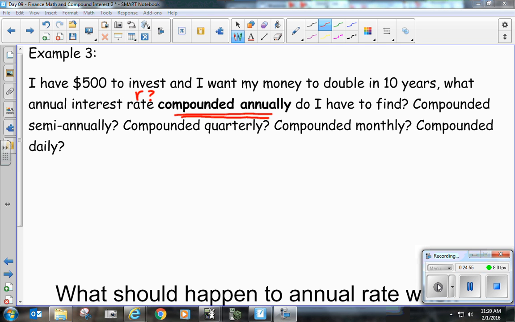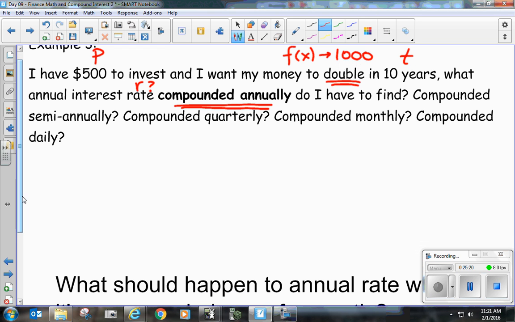Okay, what's my principal value? Well, we have our rate we're trying to find out. t is 10. t is 10, that's time. And now your f of x. What's our f of x? 1,000. Our f of x is doubling, so that should be 1,000. Okay? So how do I write that equation? 1,000 equals 500 times 1 plus r raised to t. How many years? 10 years. Raised to t, which is 10.